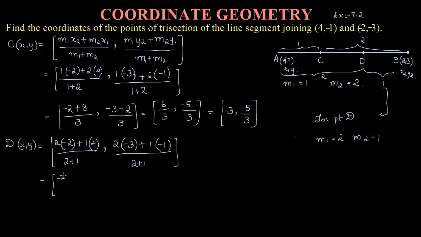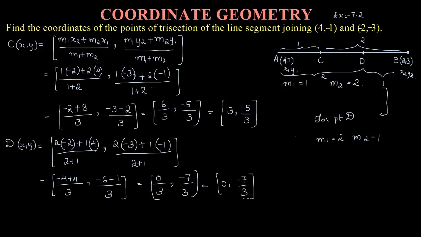2 into minus 2 is minus 4 plus 4 divided by 3, comma, minus 6, minus into plus is minus 1 divided by 3, then minus 4 and plus 4 is 0 by 3, comma, minus 6 and minus 1 is nothing but minus 7 divided by 3. So what are you going to have then? 0 by anything is 0, and this will be minus 7 by 3, right? So you observe that this is the coordinate of the point D, right?